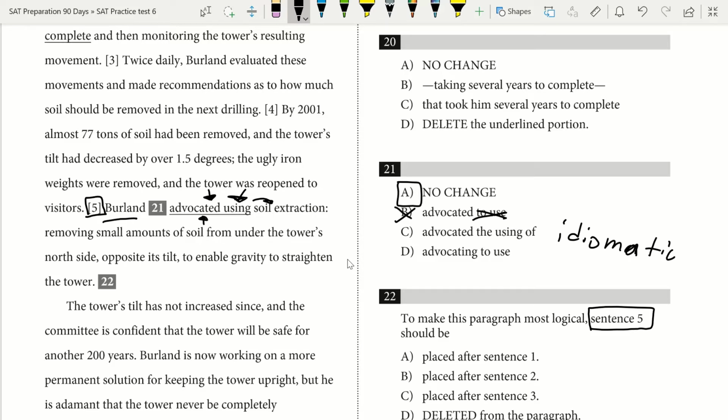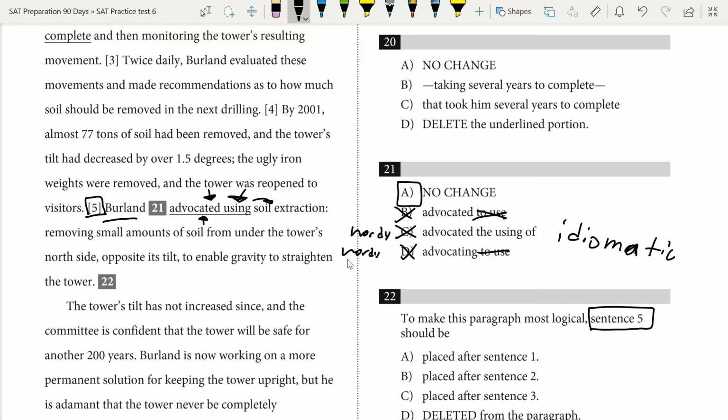We wouldn't say advocated the using of soil extraction because that's really wordy. We don't want to be wordy. And then D, advocating to use soil extraction. Once again, that's also wordy. It's not concise and it's also not idiomatic. So answer choices B and C are both not idiomatic, and they both are a little bit wordy. And then option D, there's no main verb there. Option A is perfectly fine. It's idiomatic and functions grammatically correct, so A is our correct answer for 21.